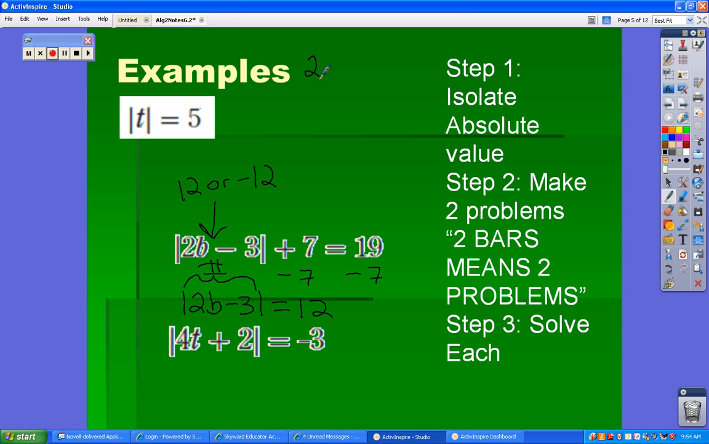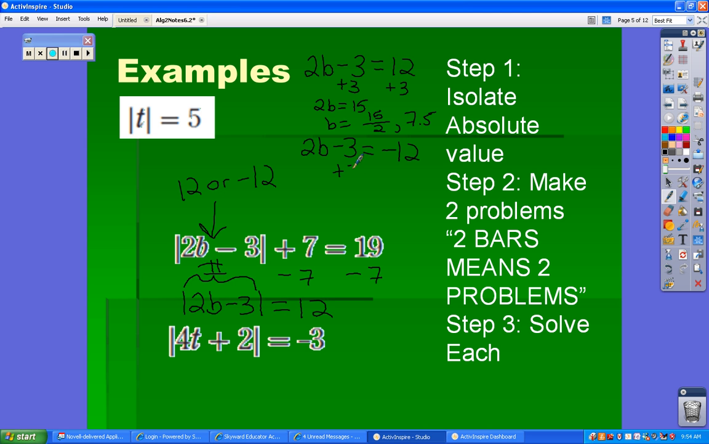I now have 2b minus 3. That could equal 12, and that would have an absolute value of 12. Or 2b minus 3 could equal negative 12. Those are the 2 problems. We can solve them. 2b equals 15. b equals 15 over 2, or 7.5. I like 15 over 2 better.